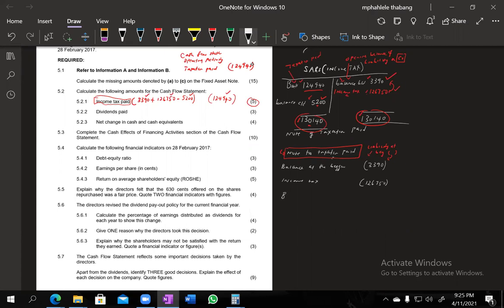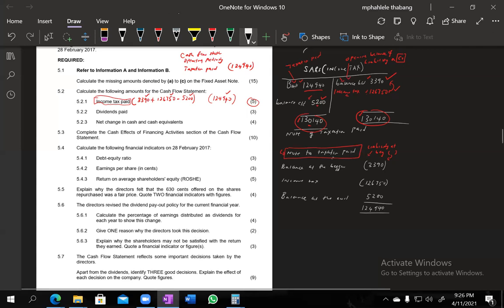Now I go to the balance at the end. A liability at the end, I don't put in brackets: 5,200. So listen, guys, the liability at the beginning is in brackets, whereas the liability at the end is not. Now you use your calculator. You say minus 3,390 minus 126,750 plus 5,200. You should get the amount of taxation paid. Can you do that for me? I think you should get 124,940.